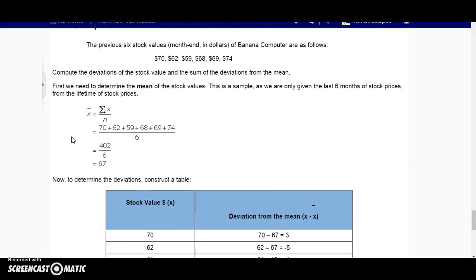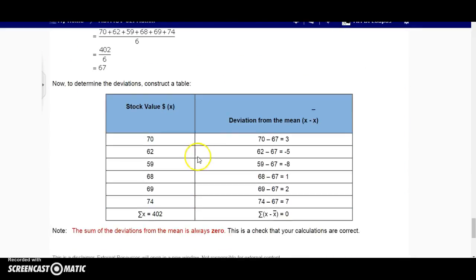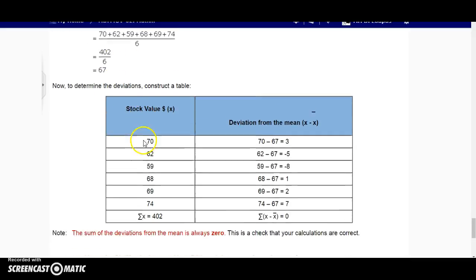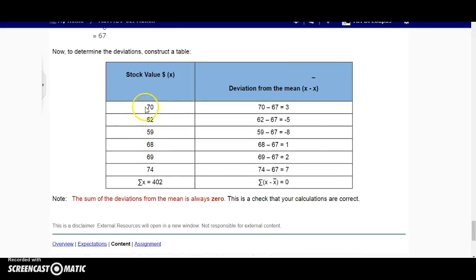At the bottom here, we start to talk about deviation, a deviation from the mean. That's a good intro to what we're going to do next. It talks about here's the mean. Figure out the mean is 67, and how far each point is from the mean. So this is 70. It is 3 away from the mean of 67. This value is 62. It's -5 away from the mean of 67.